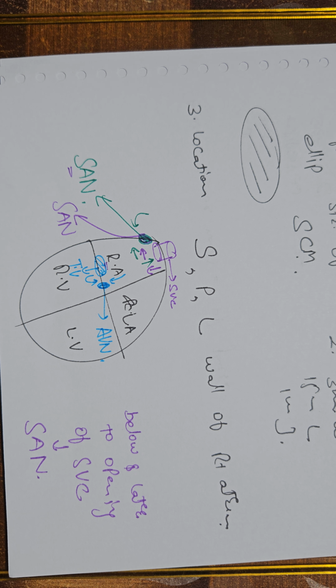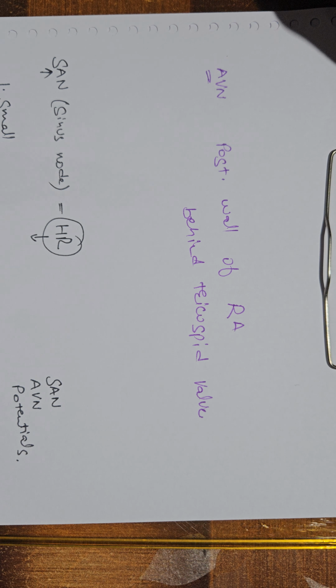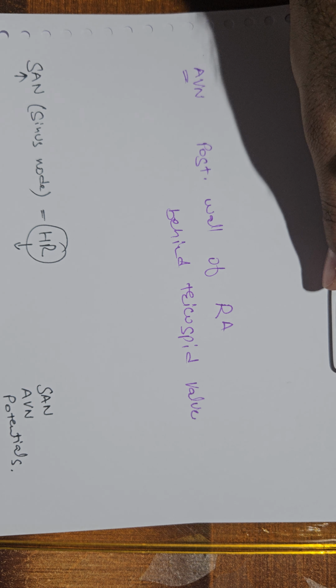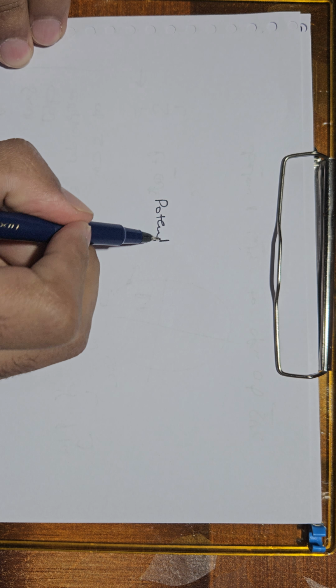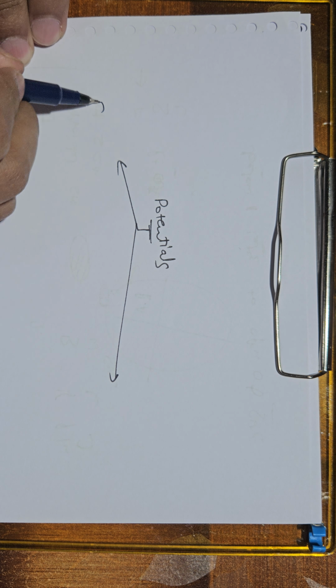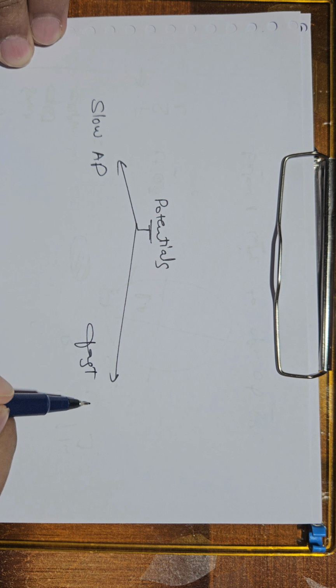Clear? So this is all about the sinoatrial node and atrioventricular node. That's why I taught you that in the posterior wall of the right atrium and behind the tricuspid valve is the location of the atrioventricular node. Now we will talk about the different types of potentials in our heart. There are two types of potentials in our heart. Number one is known as slow action potentials. Number two is known as fast action potentials.